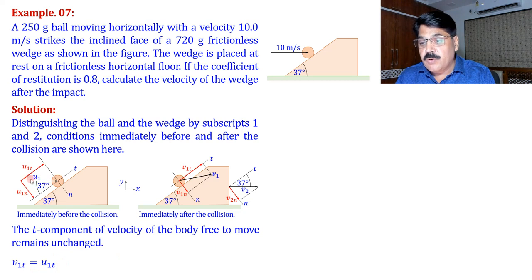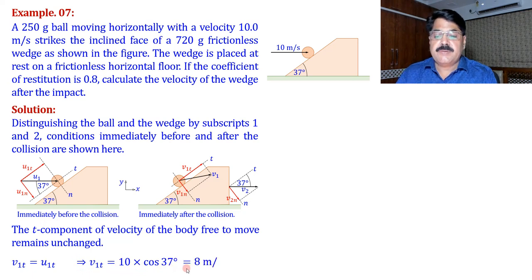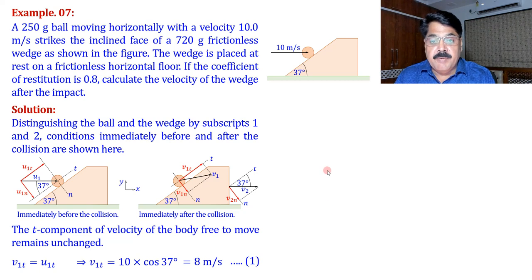U1 cos 37. So that is 10 into cos 37. So how much is it? 8 meter per second. So this velocity is 8, so it will remain 8. So V1T is 8 meter per second. We have obtained it. So equation number 1, or result number 1.